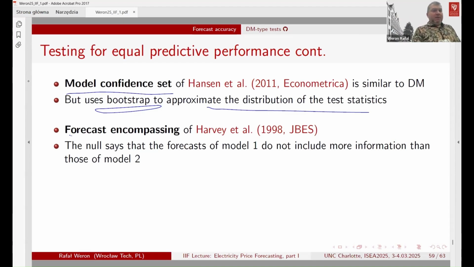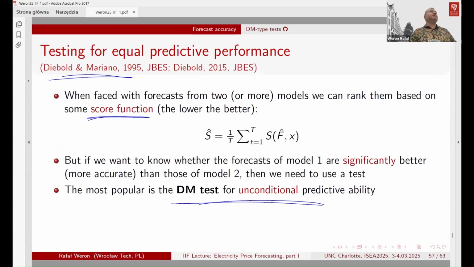There's also forecast encompassing. It's saying that the forecasts of model 1 do not include more information than those of model 2. A different concept. I don't want to go into it, but you have references here. You can have a look at what they really mean. Let's say the base level is you run the DM test, the Diebold-Mariano test, and this is already not bad.